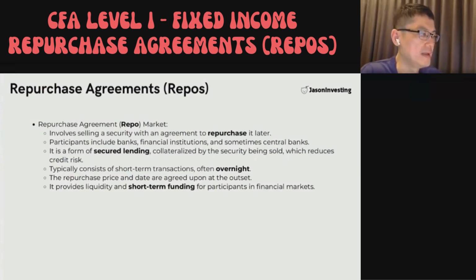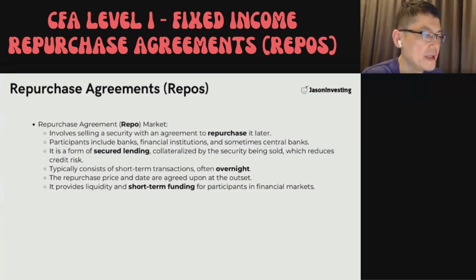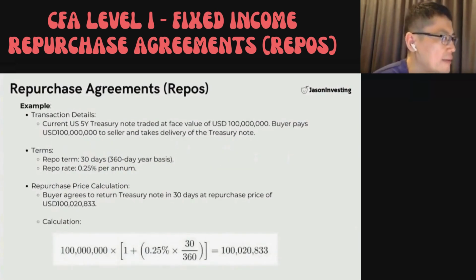Repo lending is a form of secured lending, as the security sold is considered the collateral, and this ultimately reduces the credit risk. Repo typically consists of short-term transactions, often overnight. The repurchase price is agreed upon at the outset, and the reason why the repo market is important is that it provides liquidity and short-term funding for participants in the financial markets. Let's now look at an example.